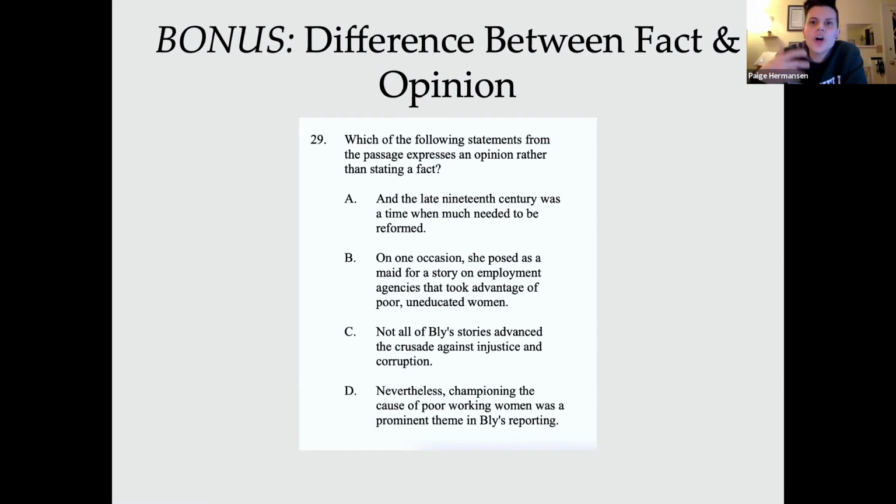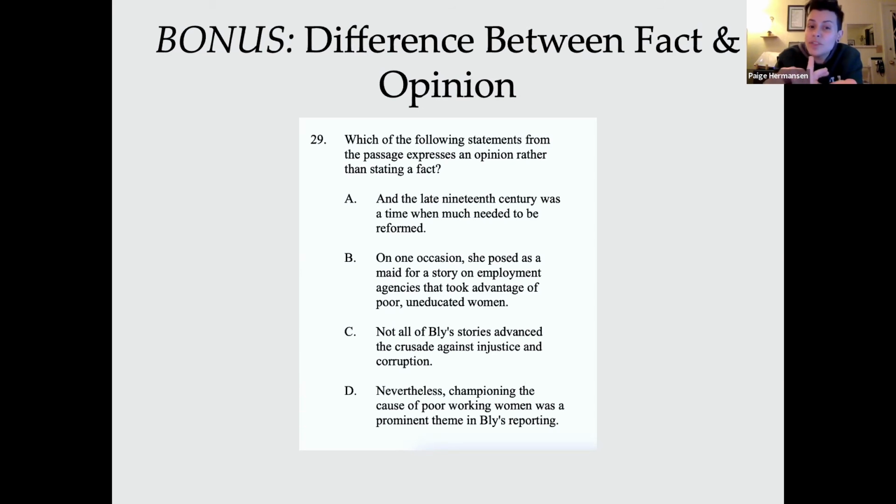Think about any of the controversial issues of the day. If I said, for example, no, immigration doesn't need to be reformed, I'm giving you a value judgment about that issue, right? We don't need to reform campaign financing. Well, that's a matter of opinion, I would say, right? For the rest of these, someone posed as a maid for a story on employment agencies.